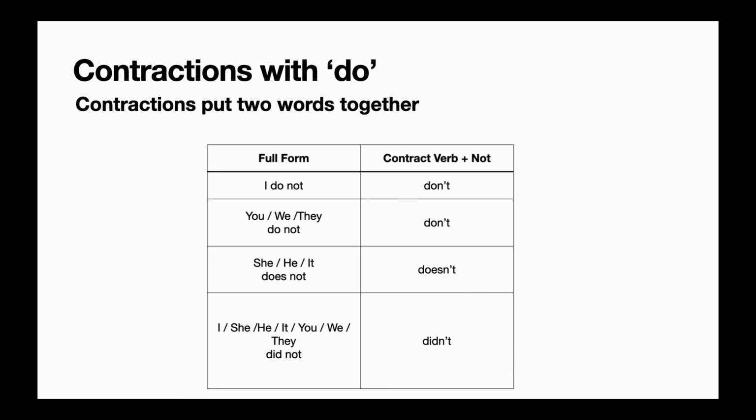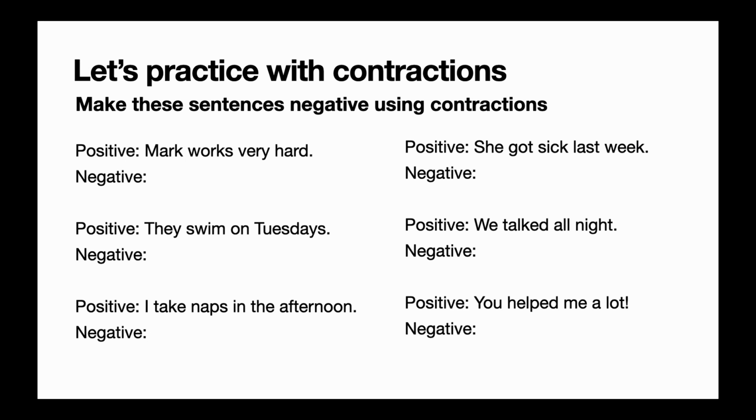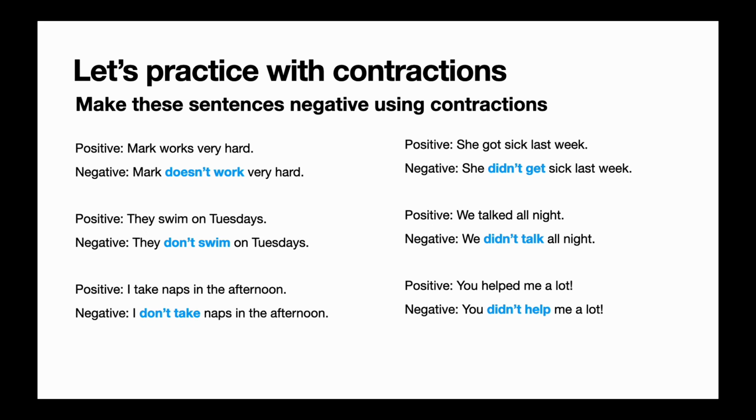And finally, we also make contractions with do, but they're very easy. There is no way to contract the subject and the verb, so we only contract the verb and not. So we get don't, doesn't, and didn't. So again, let's practice. Pause the video and make these sentences negative using contractions. So here are the answers you should have come up with.